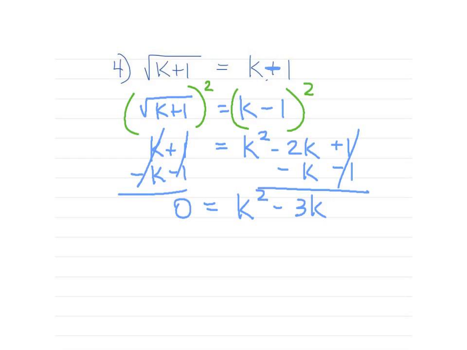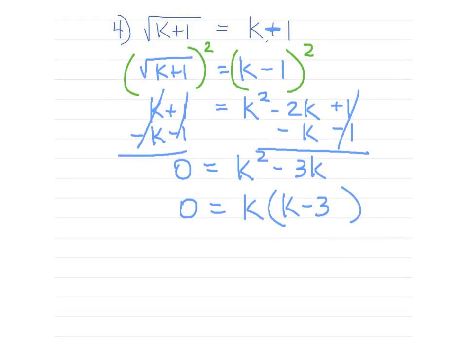So how am I going to solve for k? Well, I can factor the GCF here. If you notice, k squared and negative 3k have a k in common. So I can factor out the k, and I'm left with k minus 3. Now, if k times k minus 3 is equal to 0, we know there are two possibilities. K is equal to 0, or k minus 3 is equal to 0, in which case k would equal 3.